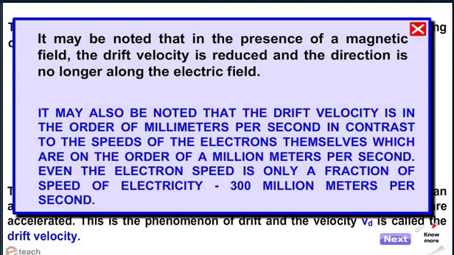It may also be noted that the drift velocity is in the order of millimeters per second in contrast to the speeds of the electrons themselves, which are on the order of a million meters per second. Even the electron speed is only a fraction of speed of electricity, which is 300 million meters per second.